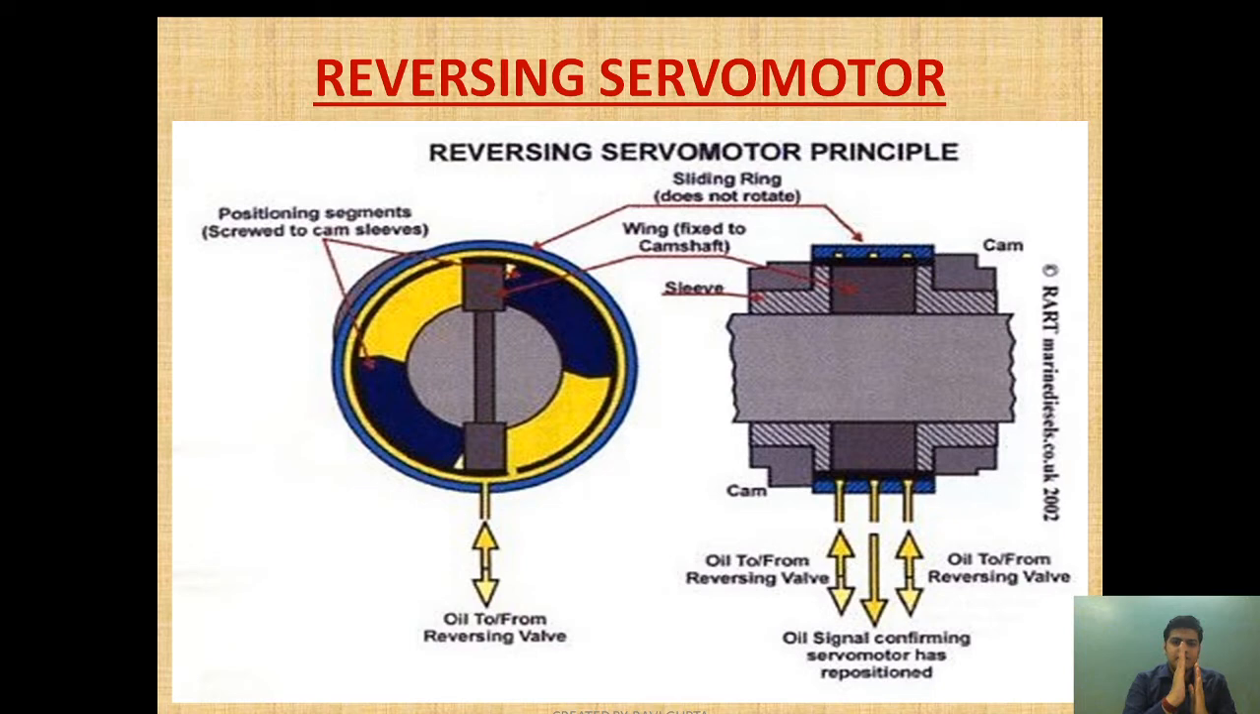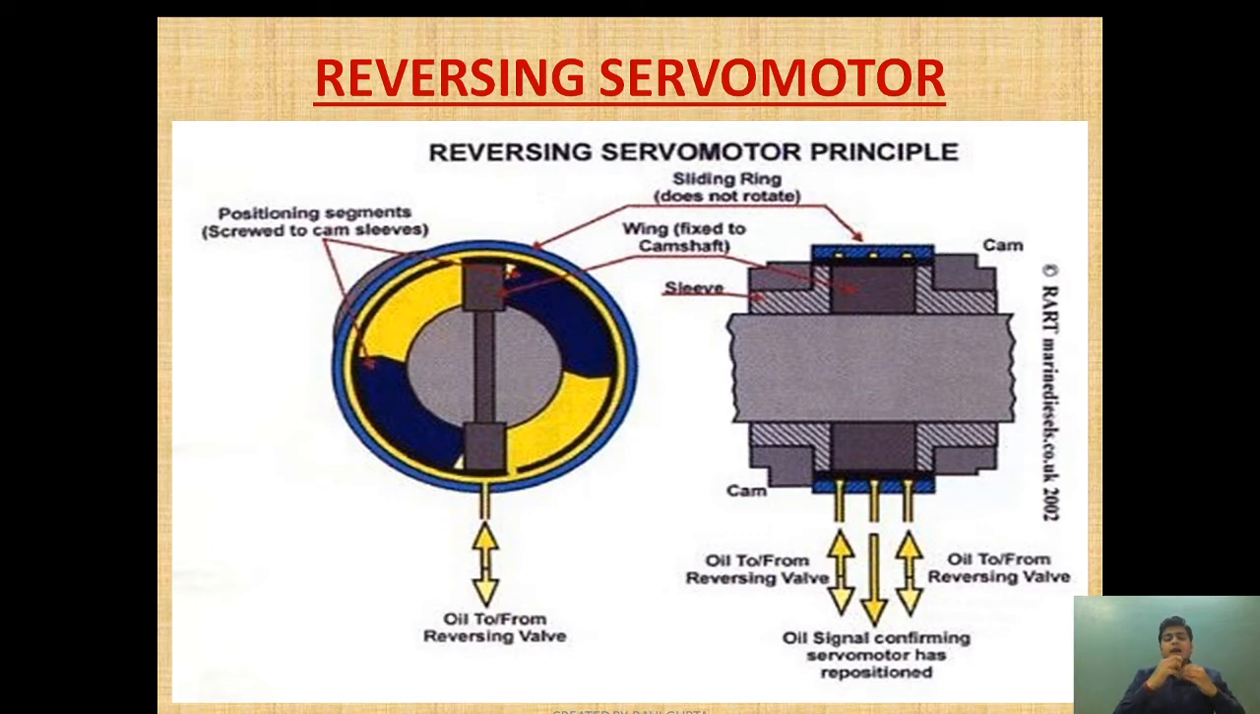Okay, this is a sleeve of the reversing servo motor and this is the fuel pump cam. Now the sleeve is attached to the fuel pump cam, and whenever the sleeve is rotated, at that time the fuel pump cam is also rotating like this. So whenever the sleeve is rotating, it is rotating the fuel pump cam.